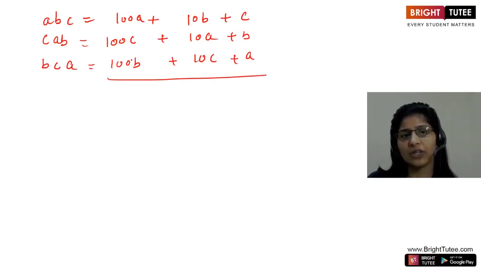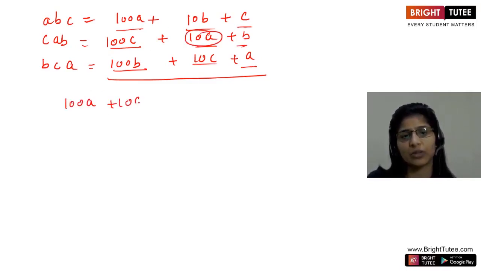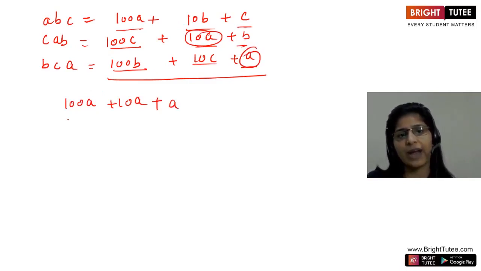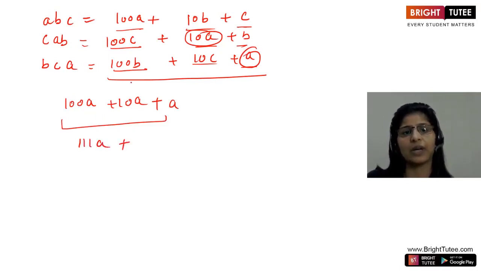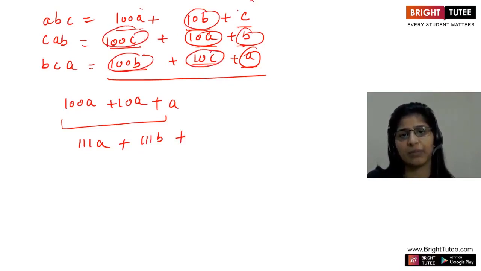Add them. So what are we going to get? Just see, 100A plus 100C plus 100B. Also we have 10B and C like this. Clear? So we'll write 100A, then we have 10A, and then we have A. I'm collecting all the terms with A. So adding them, 100 plus 10 is 110, and we get 111A. Plus, again with B also the same thing, 100B plus 10B and B also gives us 111B, and 100C plus 10C plus C gives us 111C. So 111 is common, we get 111 times (A plus B plus C).